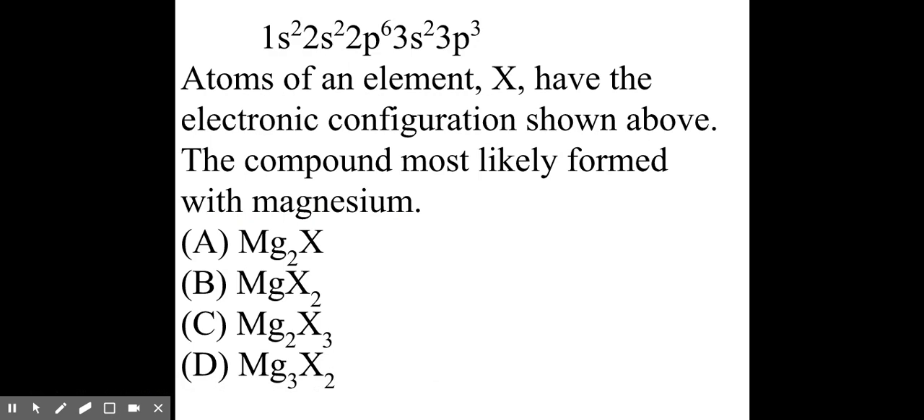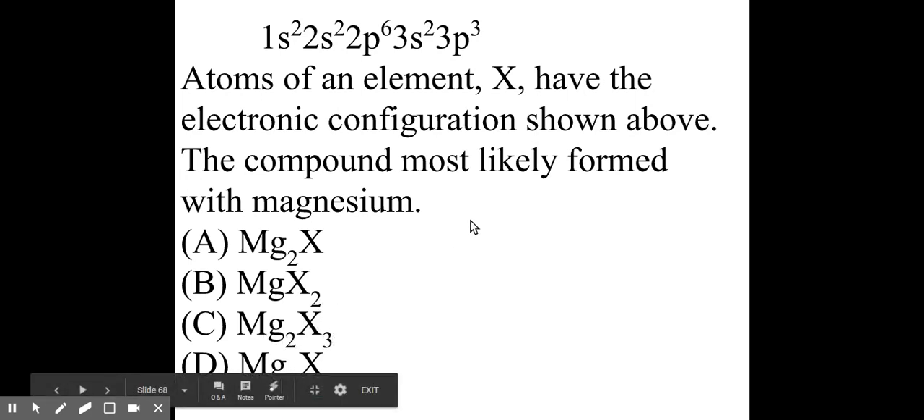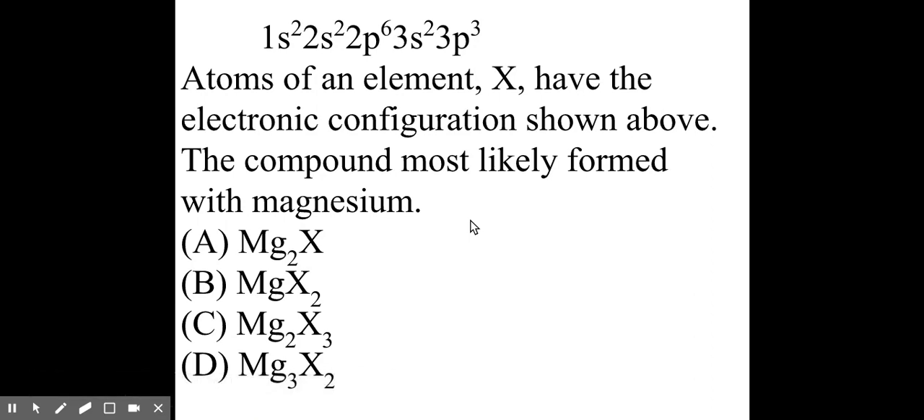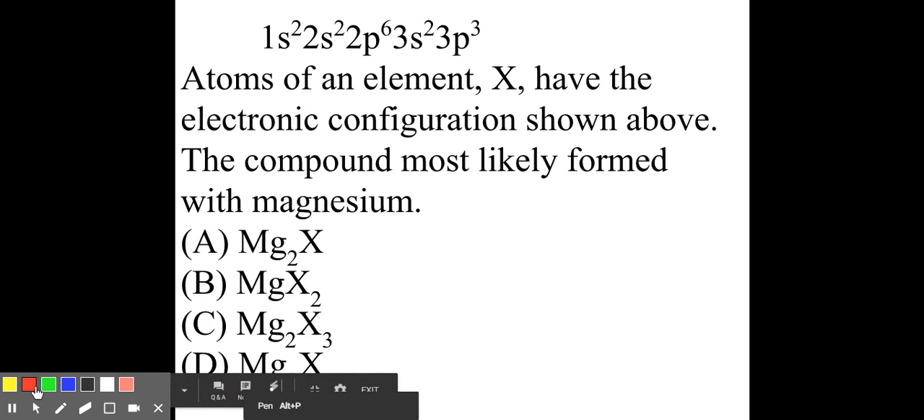So here's a trickier question. We have this electron configuration at top. Atoms of an element X have the electron configuration shown above. The compound most likely formed is most likely formed with magnesium. So which one is it? Is it going to be Mg2X, MgX2, Mg2X3, or Mg3X2? Very interesting.